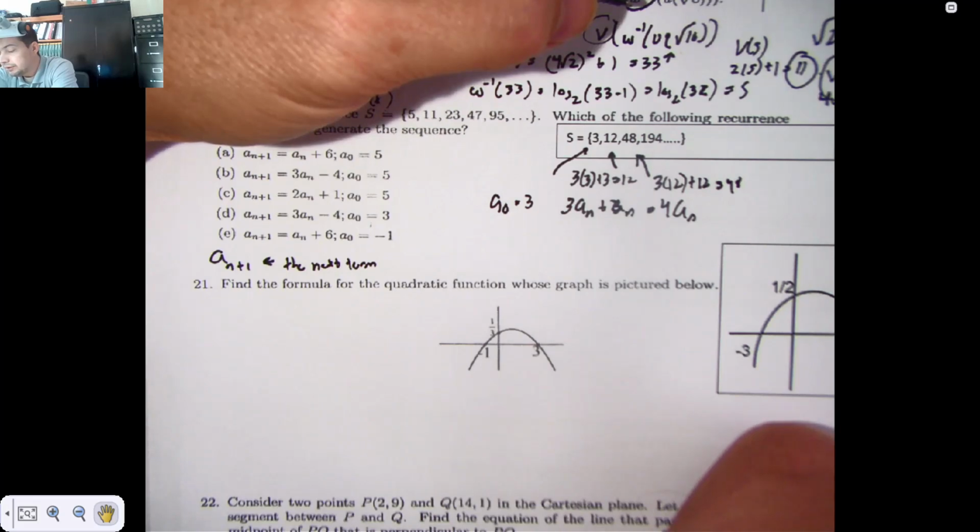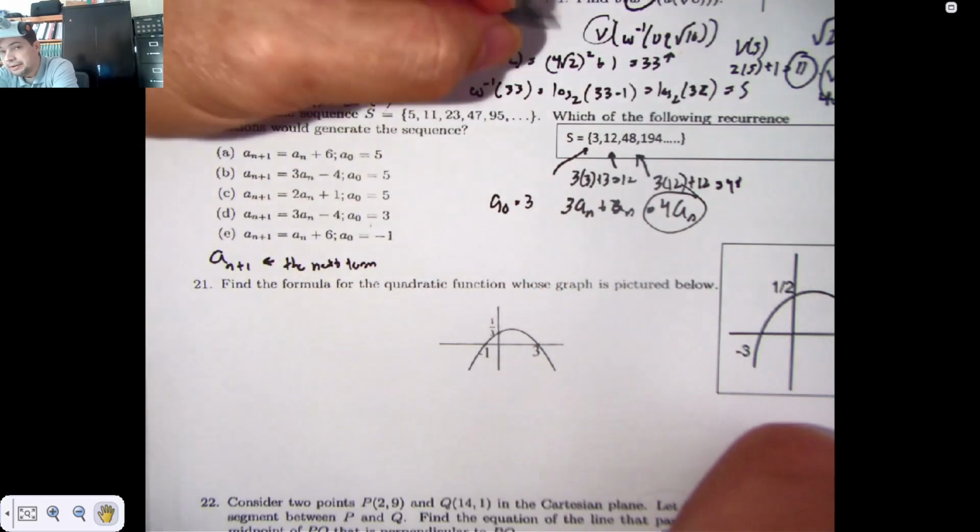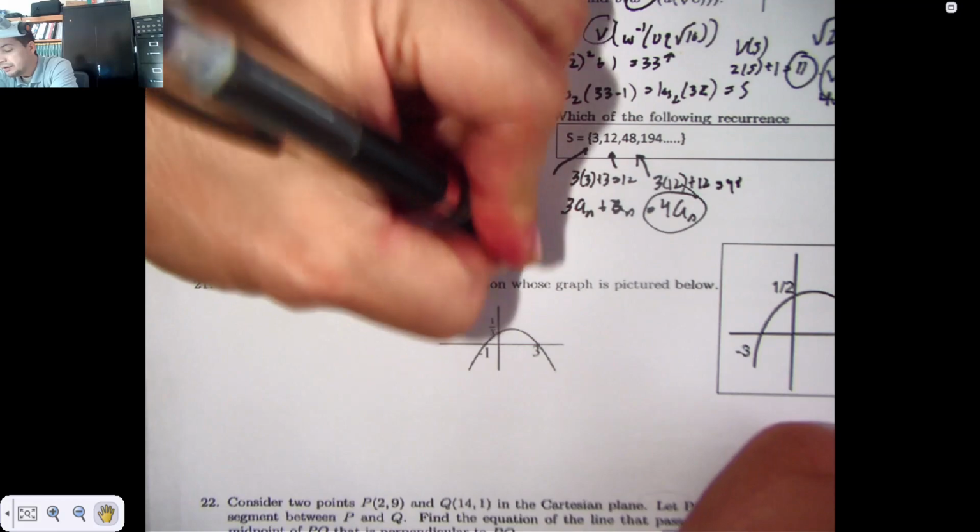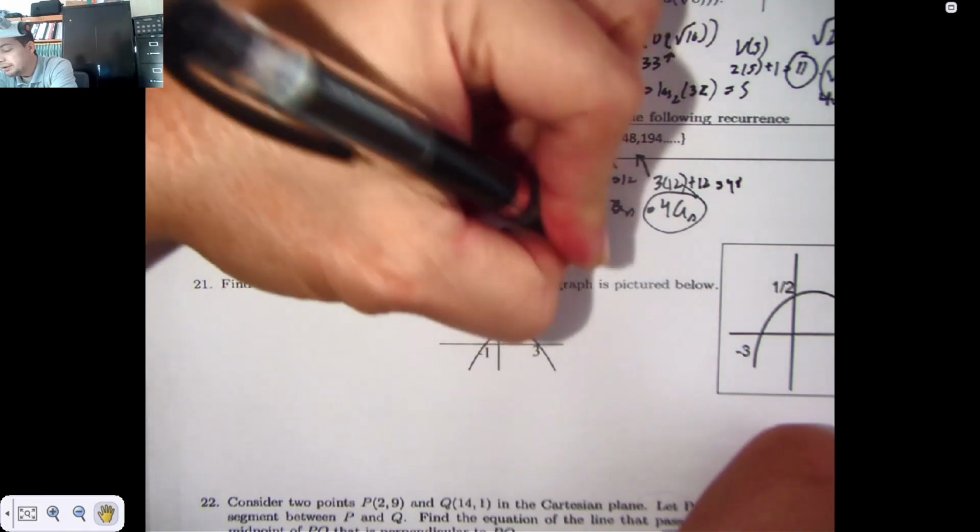Pretty silly of me the way I did that. Anyways, this is my pattern. The next term is 4 times the current term.